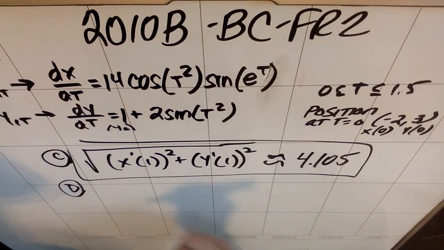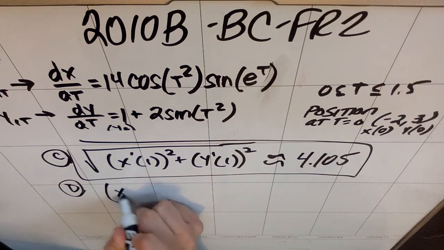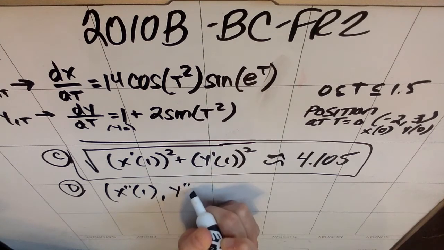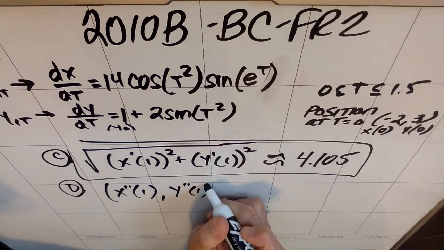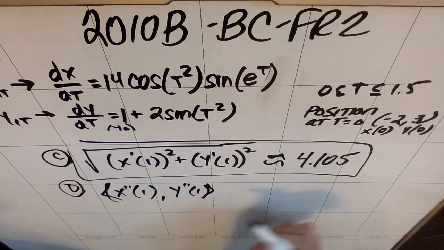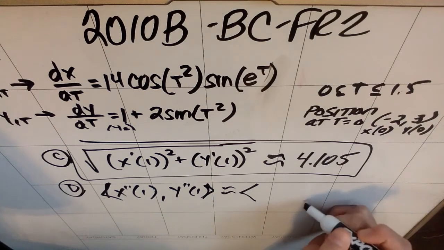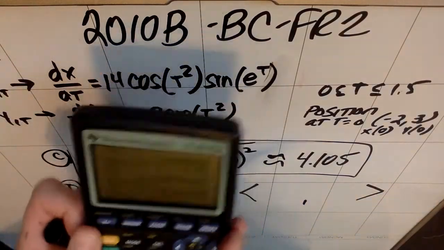Part D, find the acceleration vector of the particle at t is 1. So this is another one where your calculator will do most of the work. You just need to communicate that you know the acceleration vector is going to look like this, right? You need to communicate that you know it's x double prime of 1 and y double prime of 1, and then you're allowed to let your calculator do the work. So I'm going to show you how you let your calculator do the work.